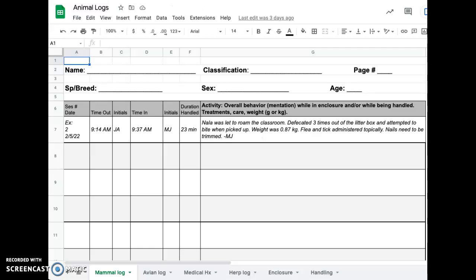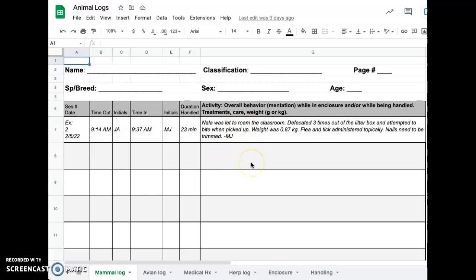We are looking at our activity log, right? So this is our activity log. Did I put my date and my session? We should also be putting our session in there. Time in and out is only being written down when that animal comes out of its enclosure. And in the activity, my overall behavior or mentation while in the enclosure and or while being handled, treatments, care, weight. We're also including information on diet, how much did that animal eat, especially for the sugar gliders and the new bearded dragons and any of the animals. If we're seeing a diet change, we want to be able to record that.